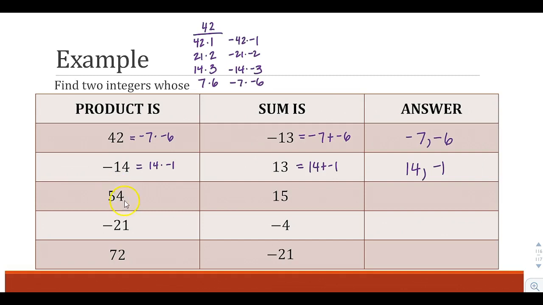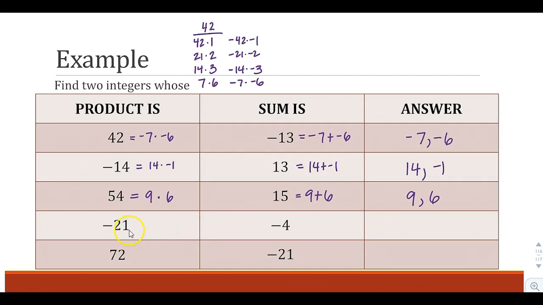Moving on to the next one, I'm looking at 54. So two numbers whose product is equal to 54, and whose sum is equal to 15. Those two numbers are going to be 9 and 6. 9 times 6 is 54. And when we add together the positive 9 plus 6, I do end up with positive 15. So the answer here is the pair of numbers 9 and 6.